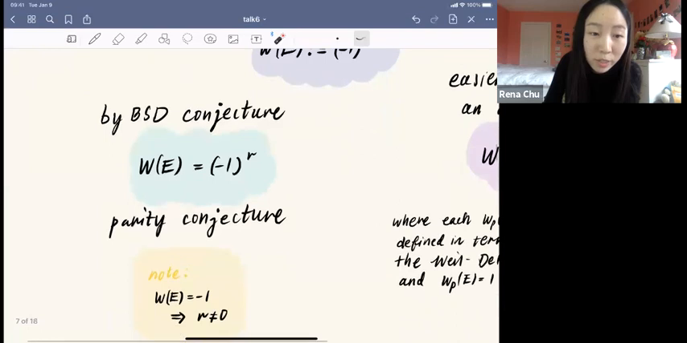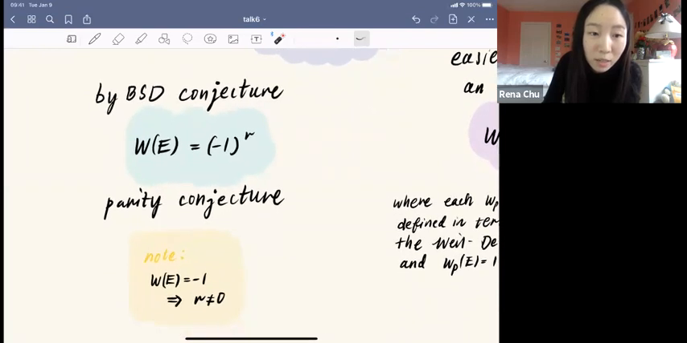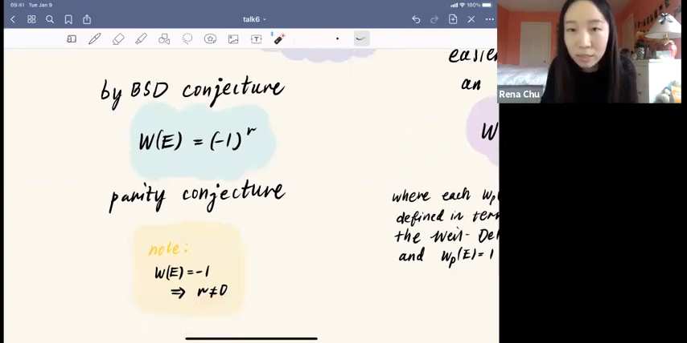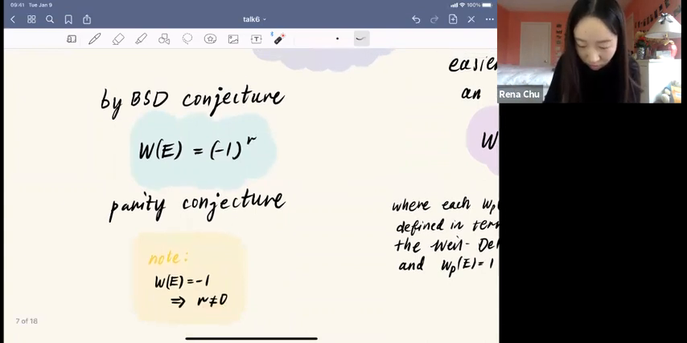I just want to make a note here that this may seem obvious, but if the root number is -1, then that means the rank must be odd, and hence it is non-zero, which is particularly interesting to us.